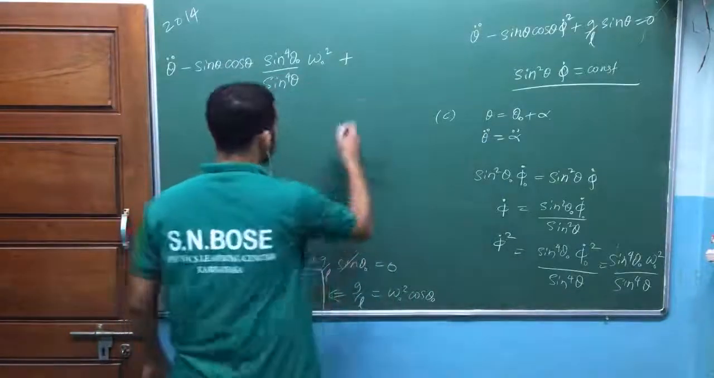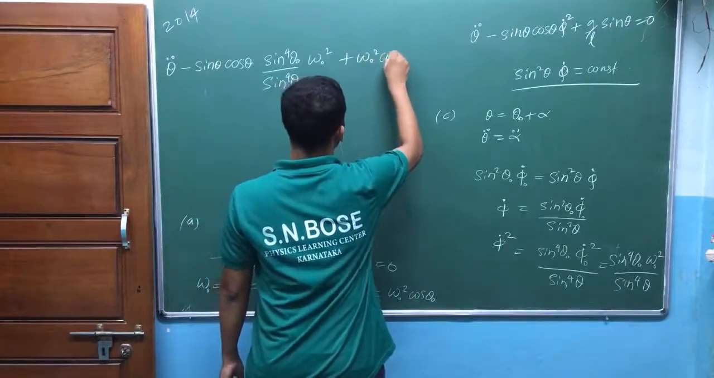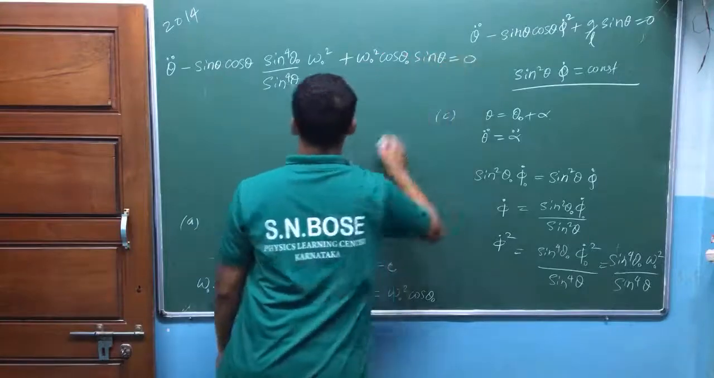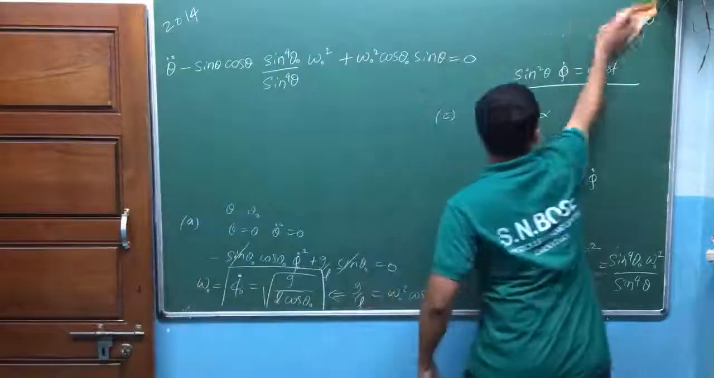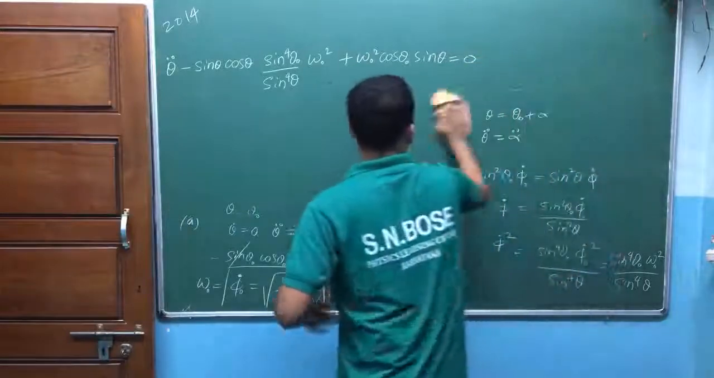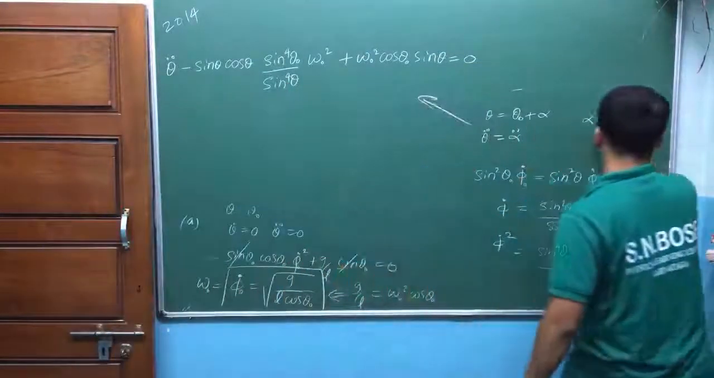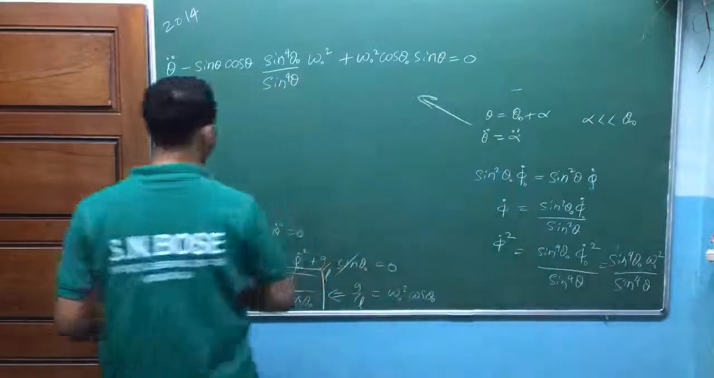Now, G by L, what I do is, I'm going to write omega naught square cos theta naught into sin theta is equal to 0. This is the equation that you have to get into. Then you have to apply this approximation. Remember, alpha is very small, very much less than theta naught, okay? This is the approximation that we take.